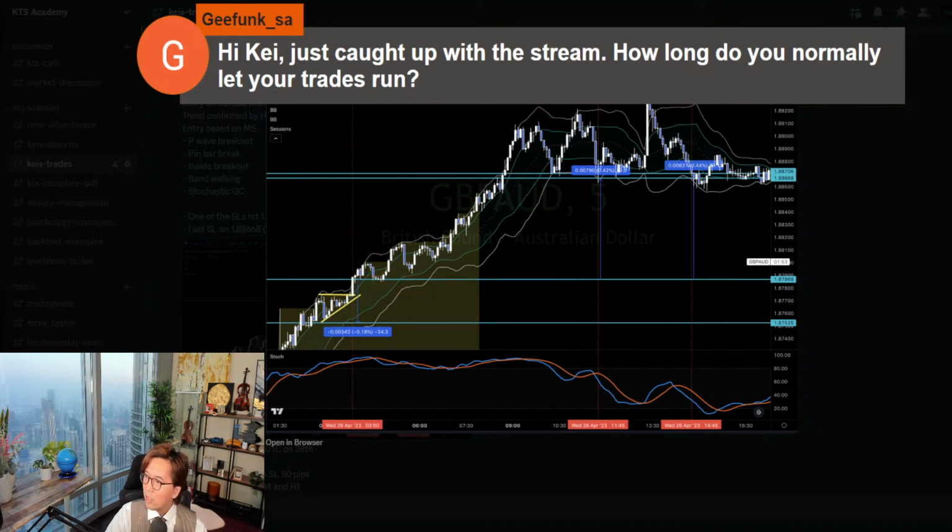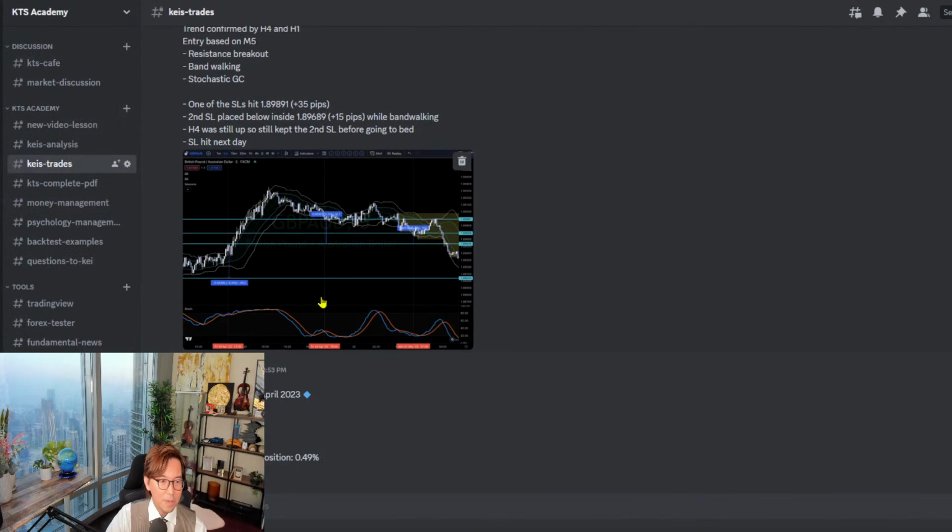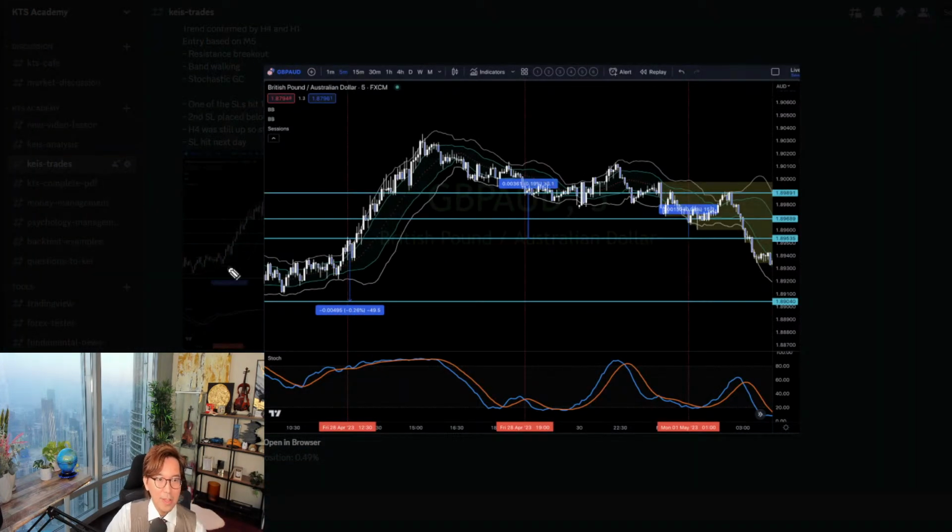Okay, so let me show you my next trade, my last trade in the month of April, pound AUD again, because of the Kumo thickness. I didn't take that JPY. So I took my trade here. I found band walking, golden cross stochastic, and resistance break, I think, and also inside bar break. So I got multiple reasons to buy, and the higher and mid time frames are bullish. And after that, the market did not retrace. It just kept going up towards my direction.